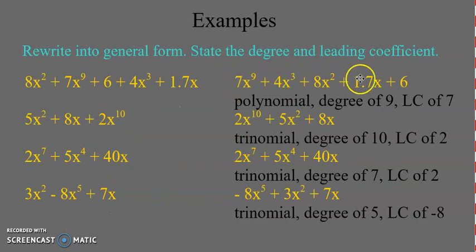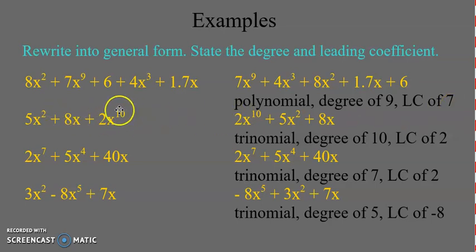So we've got it in order from largest exponent to smallest. So we've got a polynomial here. I just added in that classification as well, with a degree of 9 and a leading coefficient of 7. So you may also hear this called a 9th degree polynomial.